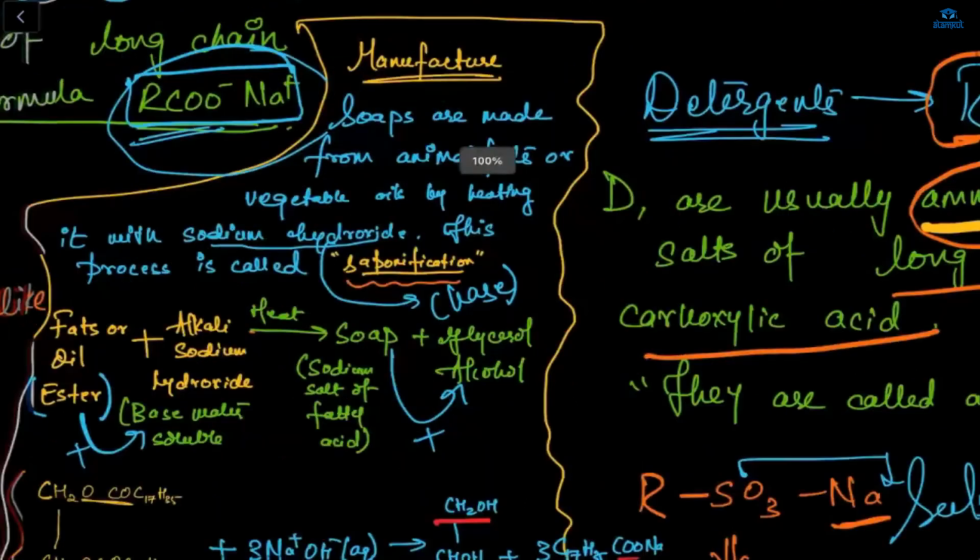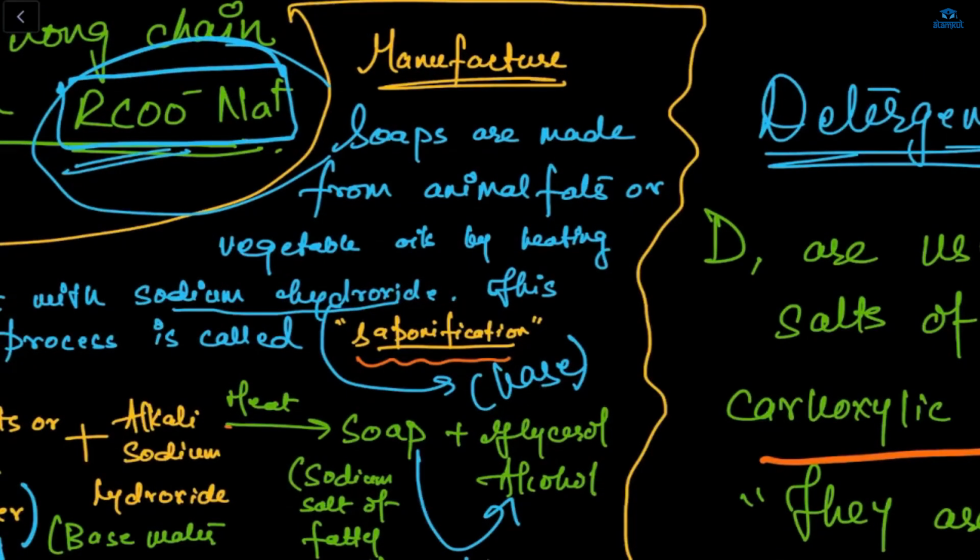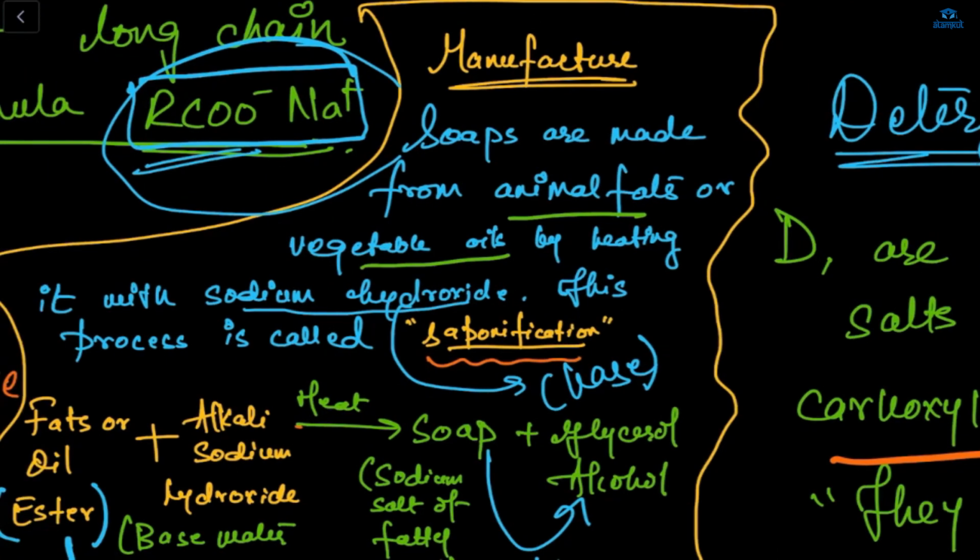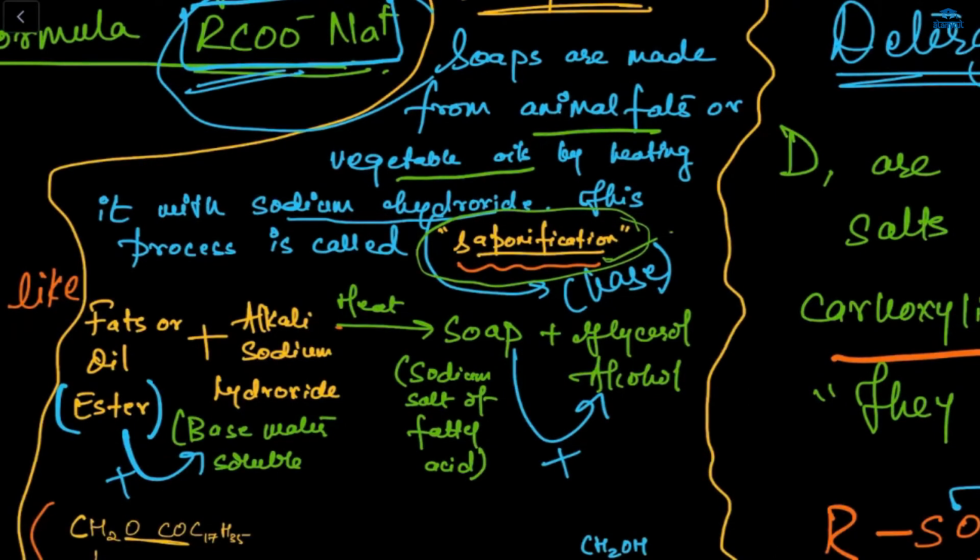Okay, and now we will learn the manufacture process of the soap or this detergent. So soaps are made from animal fats or vegetable oils by heating with sodium hydroxide, and this process is known as saponification. Soaps are made from animal fats as well as vegetable oil. And if you heat it with the help of sodium hydroxide, then this whole process is known as saponification. So here I wrote this chemical equation.